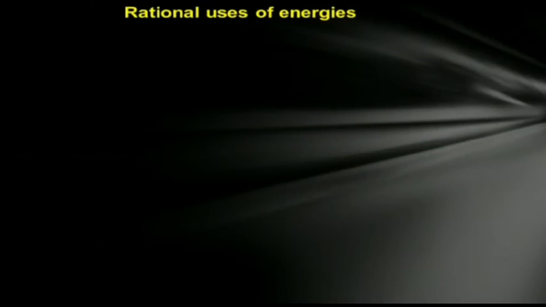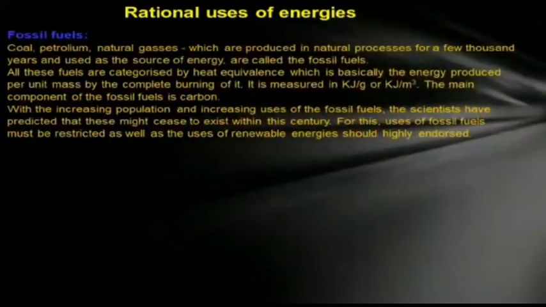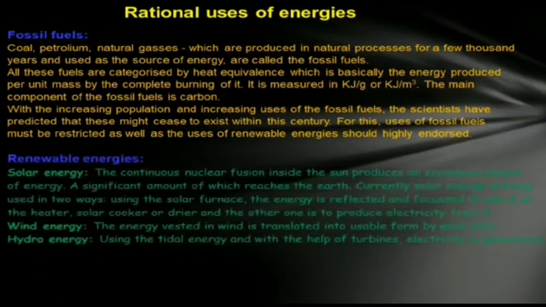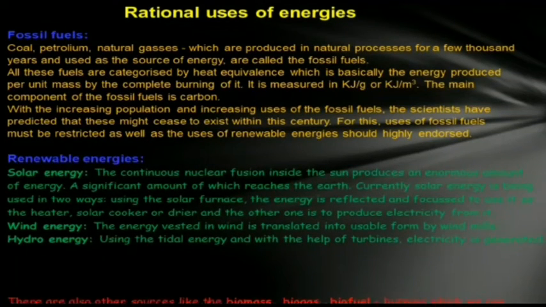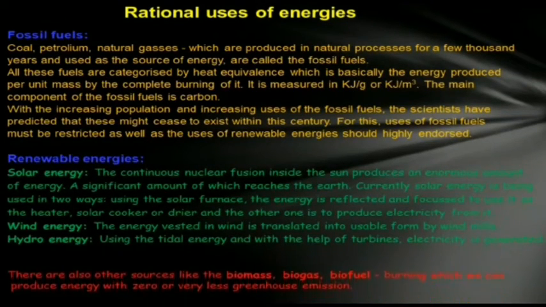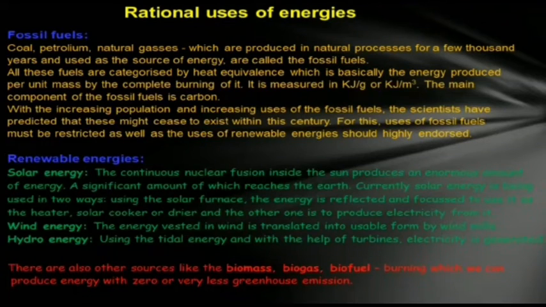The rational uses of energies. Fossil fuels: coal, petroleum, natural gases, which are produced in natural processes over a few thousand years and used as the source of energy, are called fossil fuels. All these fuels are categorized by heat equivalence, which is basically the energy produced per unit mass by the complete burning of it. It is measured in kJ per gram or kJ per meter cube. The main component of the fossil fuels is carbon.